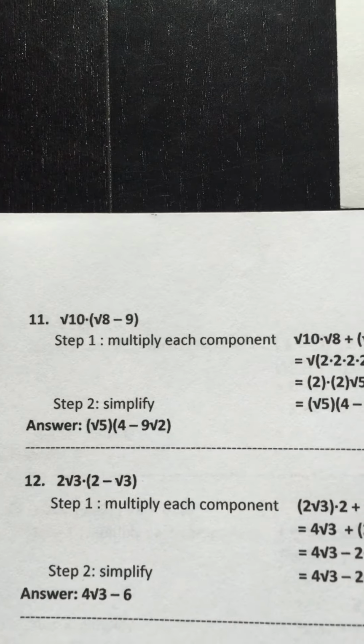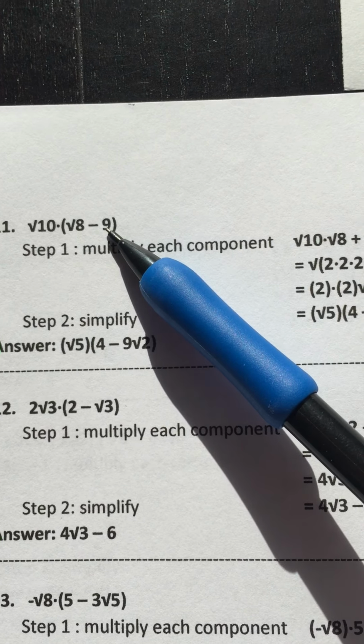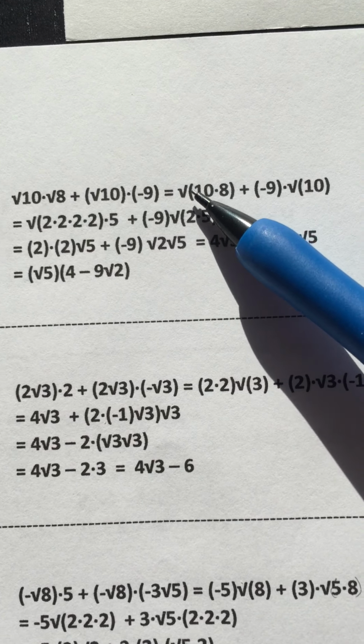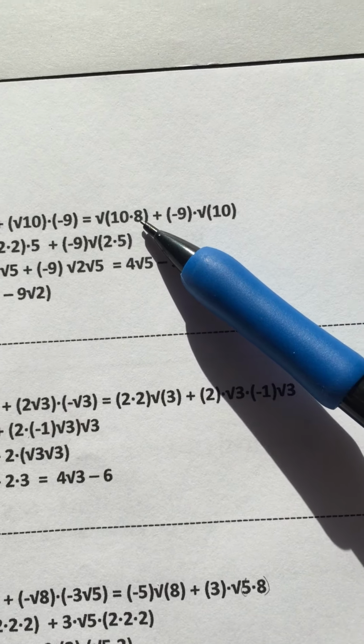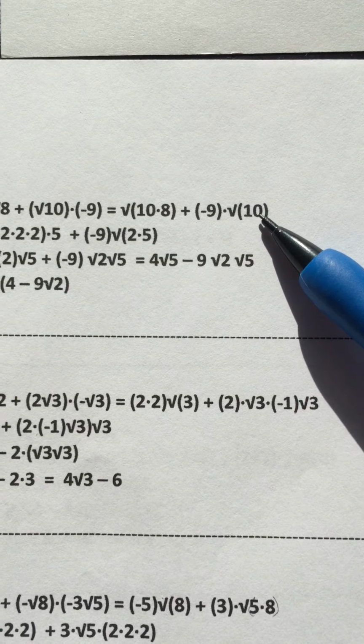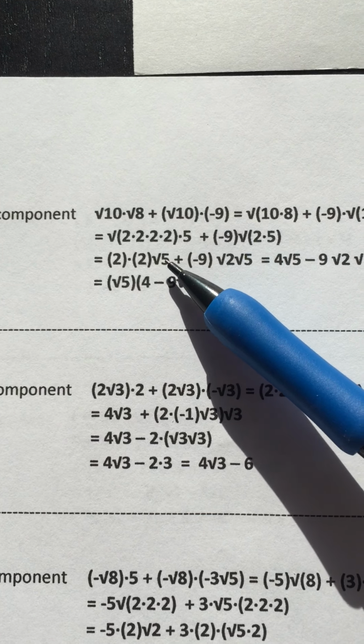Going to number 11, I have square root of 10 times the square root of 8 minus 9. So again, I have to multiply that square root of 10 through each term. So I got the square root of 10 times 8, and I have a minus 9 times the square root of 10. So now I'll factor out things, see if I can simplify this.